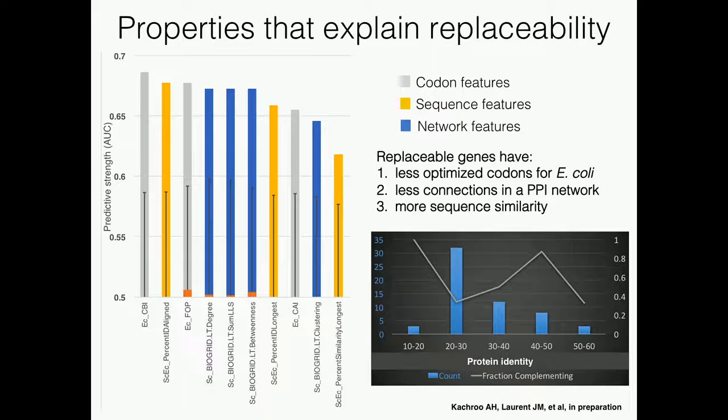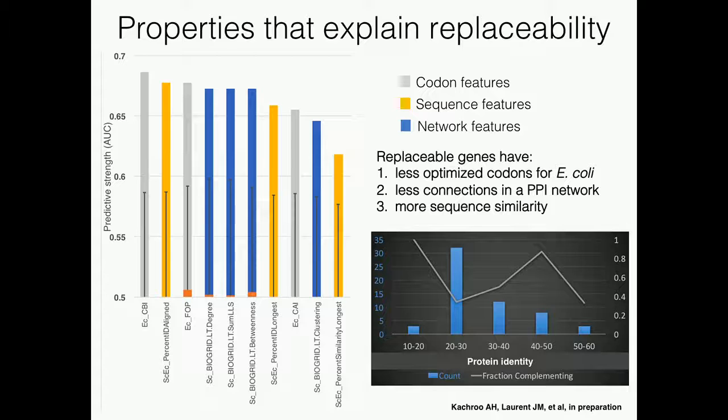Now, with these sets of genes, nearly half of which replaced from E. coli, we wanted to learn principles of evolution again. So we looked at different properties of these genes: sequence, codons, network, many properties. What we found was, like in our earlier paper, that network features came up as predictors again. In a nutshell, what I'm showing you is the predictive power on the y-axis, in the form of AUC, where anything significantly more than 0.5 is predictive.